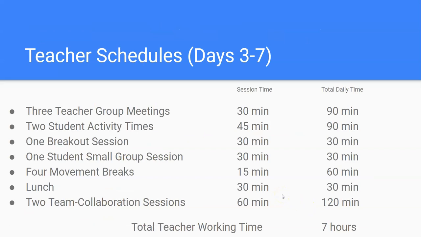What will teachers do? Okay, so teachers will have 3 group meetings with other teachers, 90 minutes altogether. They'll have 2 student activity times. Remember the student activities. They'll have 1 breakout session. That's with students. And 1 student small group session. They'll have 4 movement breaks. They have to facilitate those breaks. Well, to be honest, those will be done online, so it's really just extra breaks for teachers. And then a lunch and 2 team collaborative sessions. That's a total of 7 hours, so that's how your day will look.